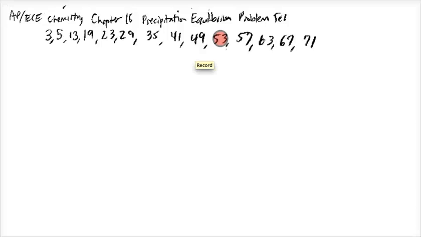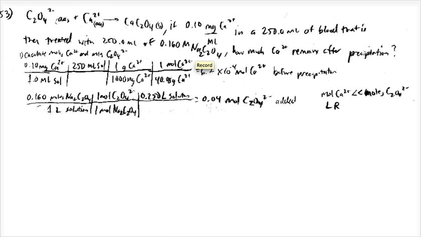Back to the fourth installment of the AP Easy Chemistry Chapter 16 Precipitation Equilibrium problem set. Let's take a look at problem 53. You're given a lot of information in this particular one as well.